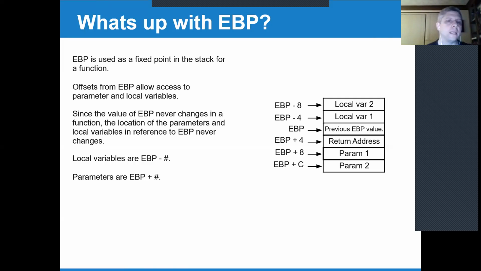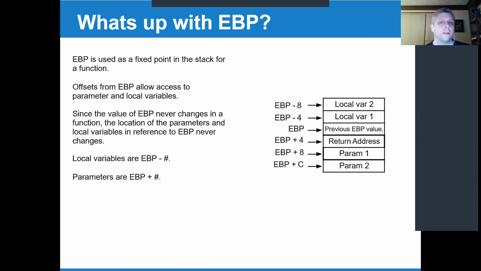The offsets from the EBP pointer allow you to know where the parameters are and where the local variables are. Essentially, when you look at a disassembler or a debugger, if you see a value specified as EBP minus something, so EBP minus 4, minus 8, minus C, and so on, those are local variables. If you see a value EBP plus something, like we have here, EBP plus 4 will always be the return address. EBP plus 8 and so on will be parameters that were pushed onto the stack prior to the function being called.